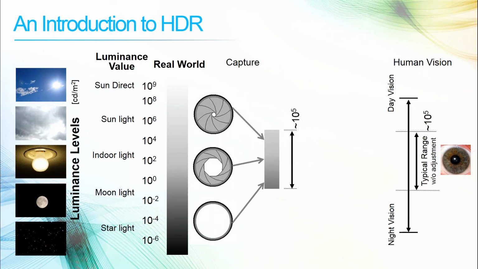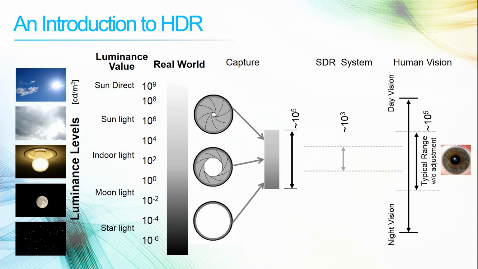Well, the interesting thing is that the capture range of a modern camera, if you're looking at, for example, an F55 or an FS7 or something like that, you're going to see about 14 stops coming out of that. Now that's about what human vision can see as well. That actually maps pretty accurately. So where's the problem? The problem is that we have an SDR system in between.